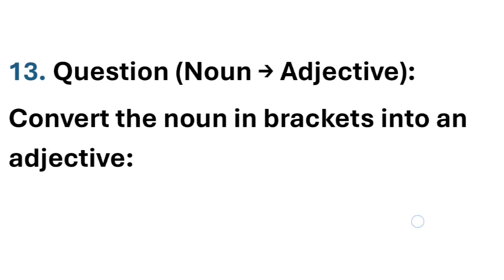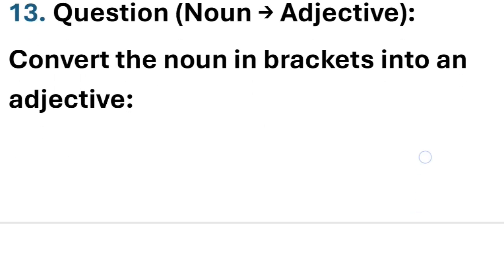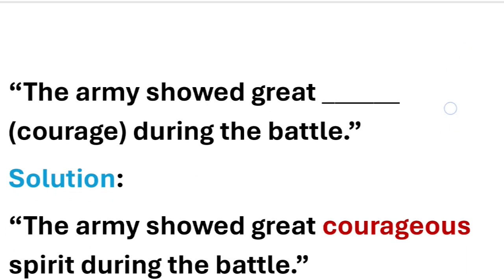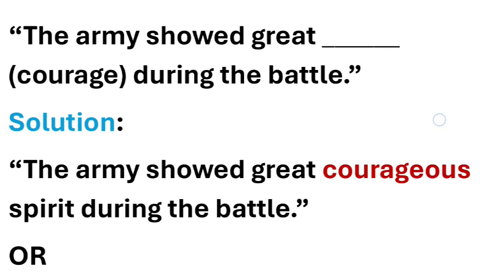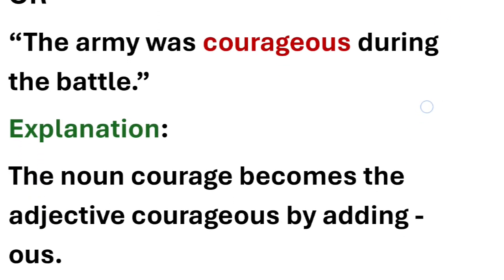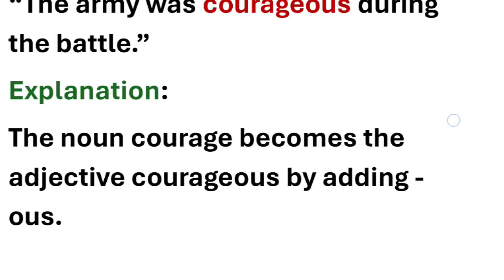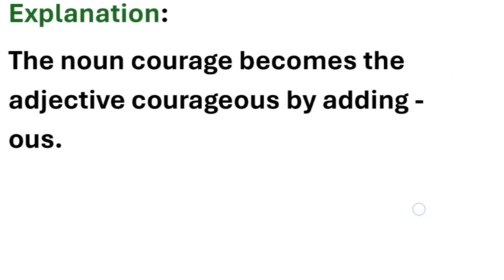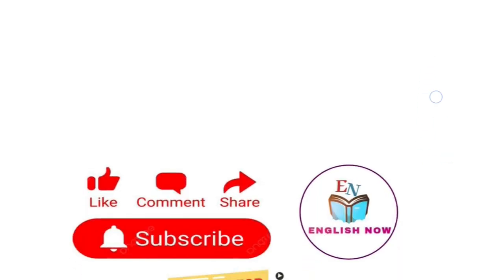Now question 13 we've had is, again noun will be given and you have to make adjective using that. The question is, the army showed great dash during the battle. So courage is noun, you have to make adjective using that. The army showed great courageous spirit during the battle. So courage, noun has become courageous, which is adjective. Or the army was courageous during the battle. Now the noun courage becomes adjective courageous by adding ous in the end as suffix, and we made the noun courage as the adjective courageous.